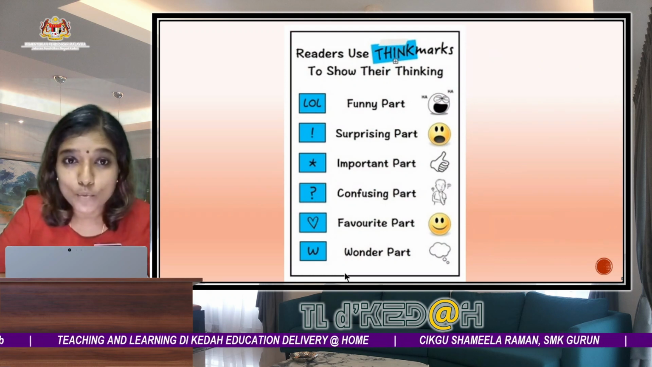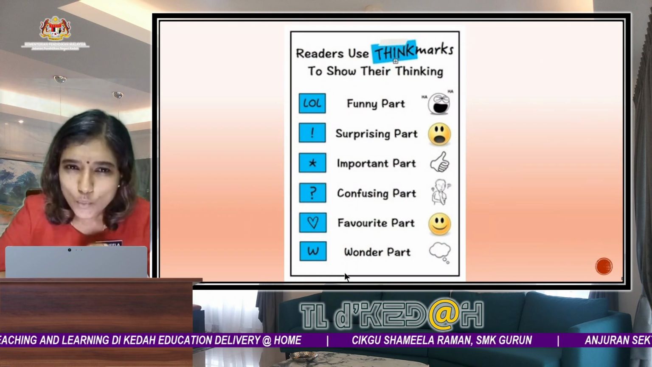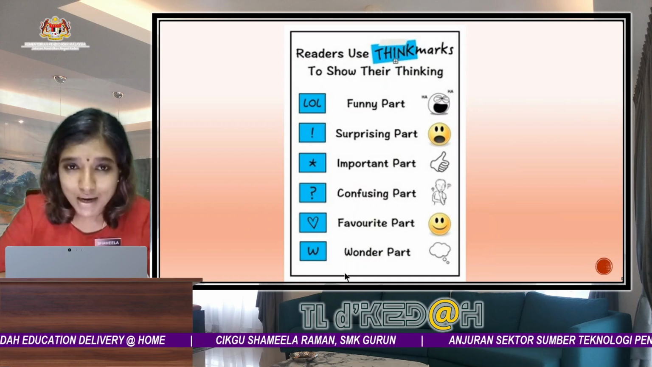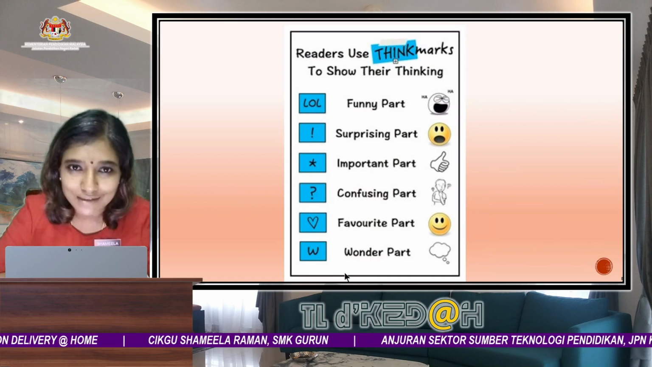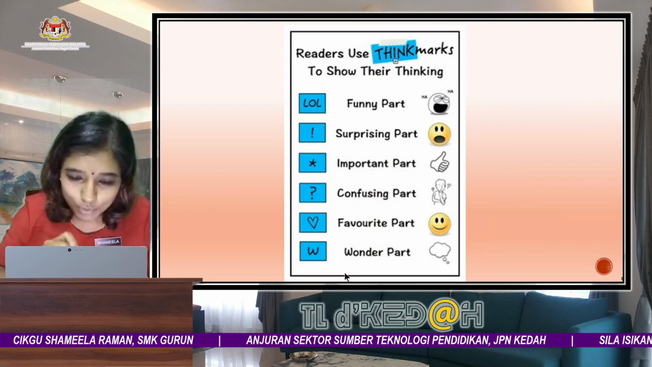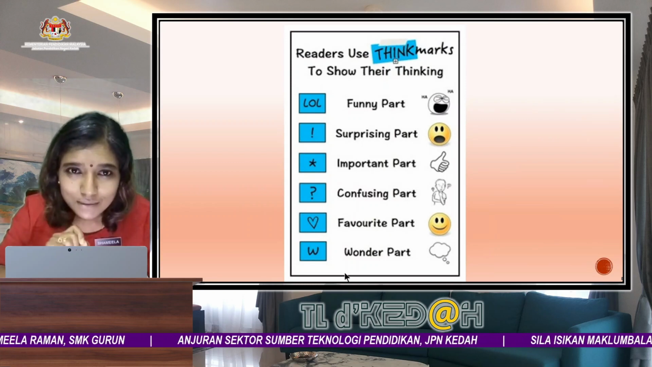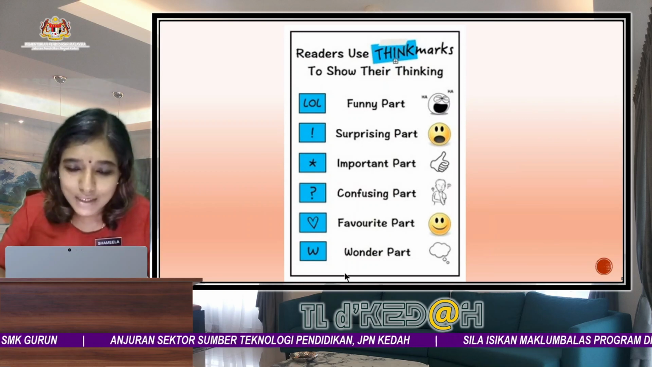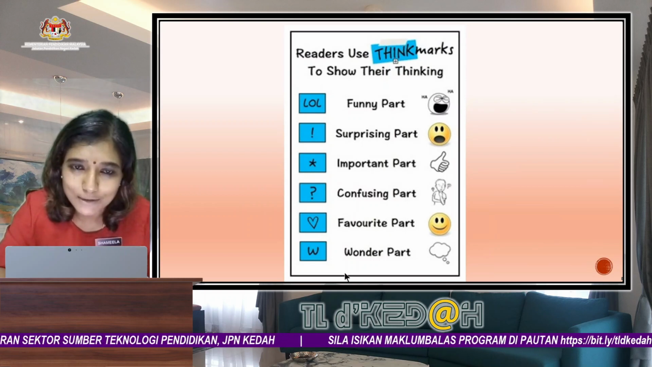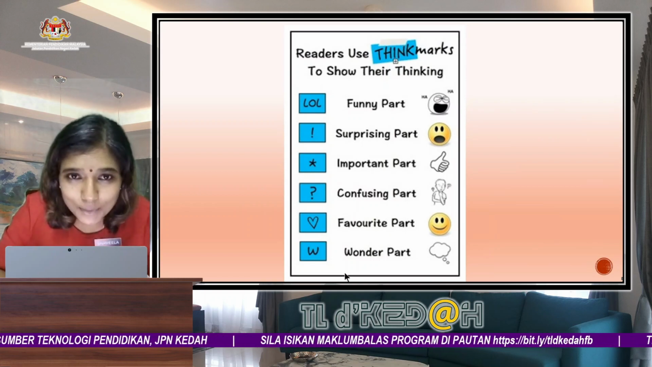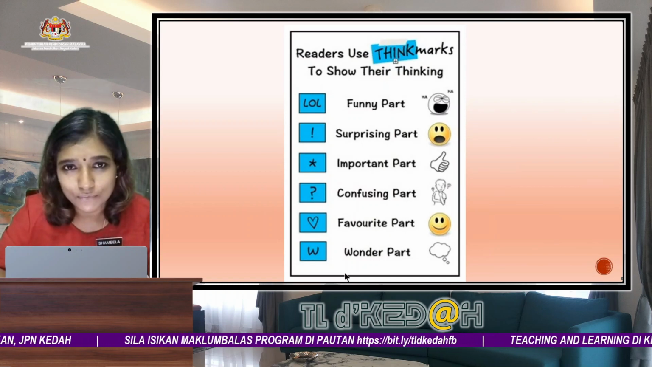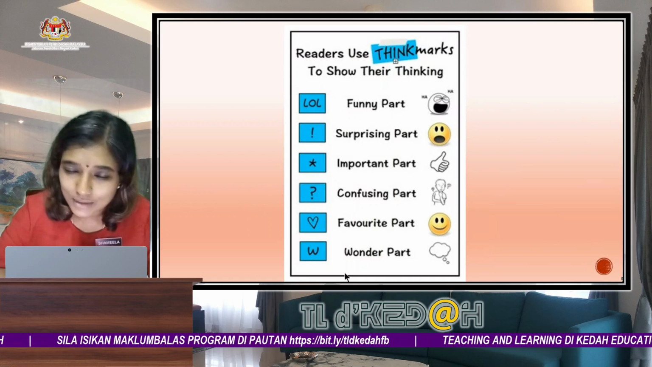Okay, before we move on to your text, do you know what good readers do? Readers use think marks to show their thinking. Okay, I like to do this. As I read, I like to put some kind of symbols here and there so that when I reread, I know what I understood earlier. Okay, these are some simple symbols. You can create your own symbols. Okay, it's up to you.